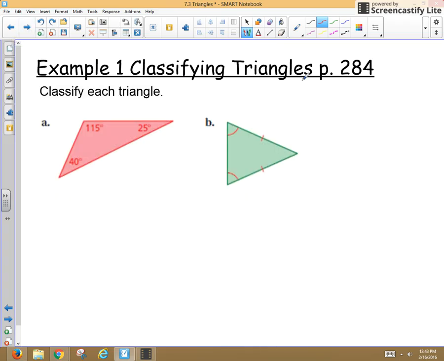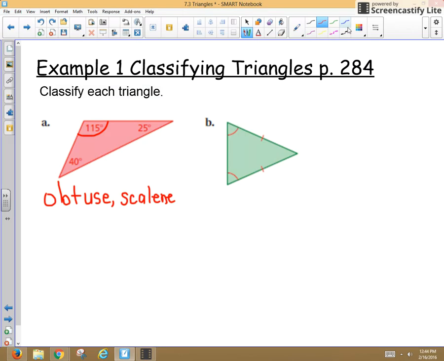So example 1 is classifying triangles. We need to classify each triangle according to its angle and according to its side. First I'm going to look at the angles. And here I see a 115-degree angle. This is an obtuse angle. So if I have one obtuse angle, then it's going to be an obtuse triangle. The next way to look at it is by looking at the side lengths. Now there are no tick marks on any of these three sides. This side looks the shortest, this one looks medium in length, and this third side is the longest here. Since they don't have any sides the same length, we say it is scalene. So this is an obtuse scalene triangle.